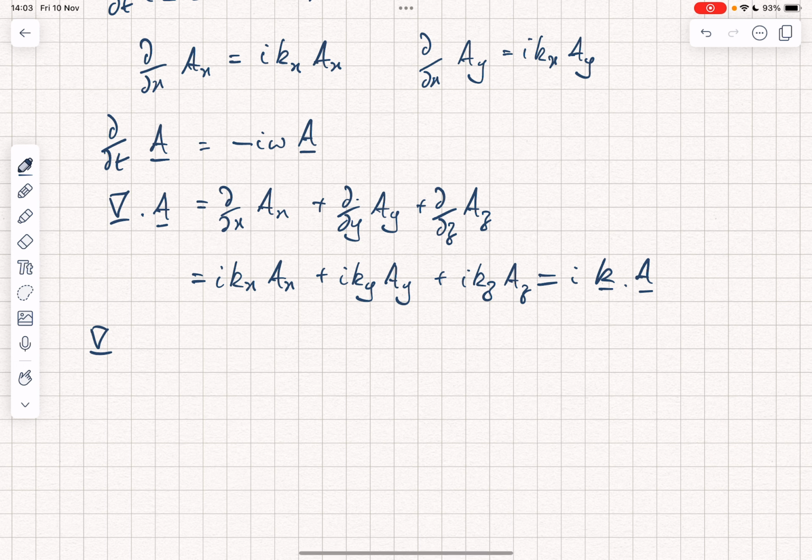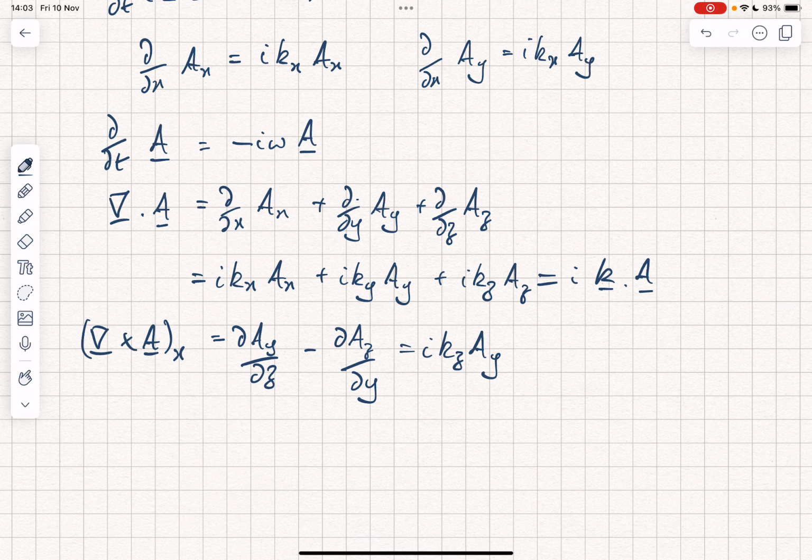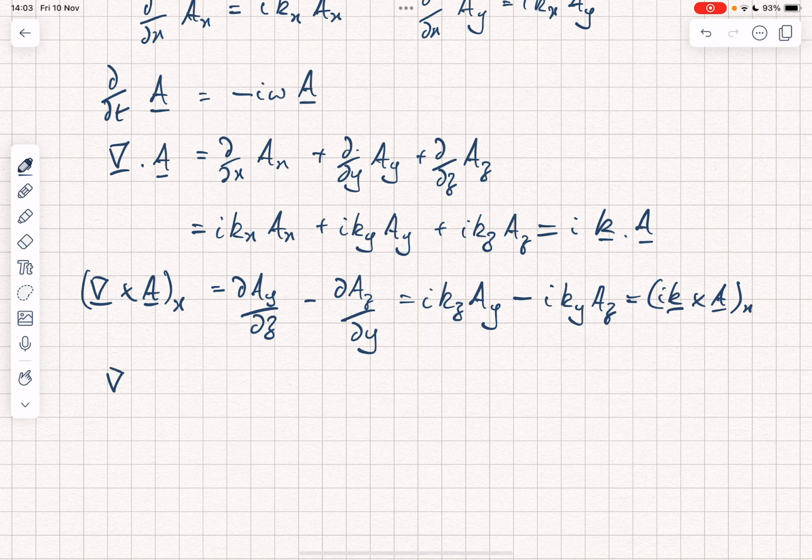Finally, we could look at the curl of A. I'm not going to write out all of the components, I'm simply going to think about the x coordinate, and that's given by dAy by dz minus dAz by dy, which is i kz Ay minus i ky Az, which is just the x component of i k cross A. So generally we say that the curl of A is equal to i k cross A.